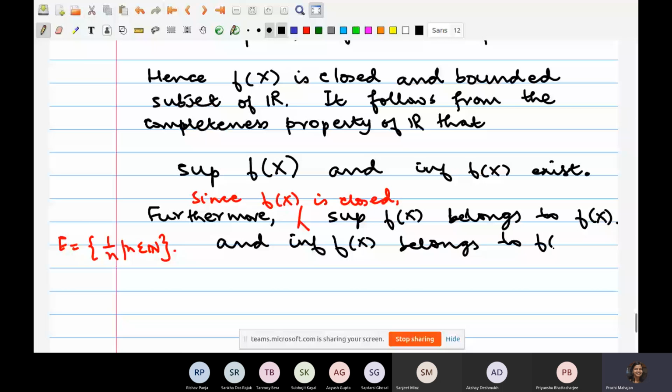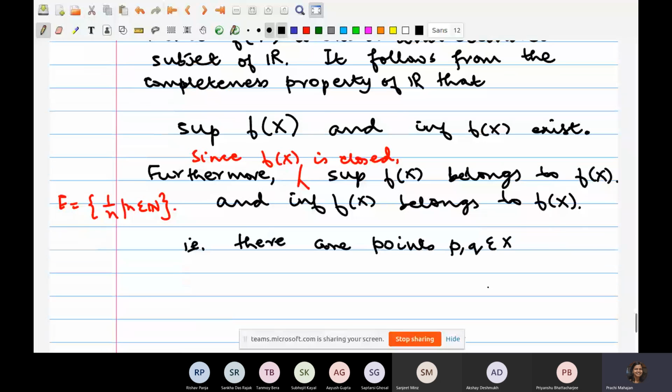Yeah, this is exactly saying that there are points P and Q in X such that the supremum of f of x is realized at the point f of p. So it is attained at the point p. And likewise, a similar statement is true for the infimum.